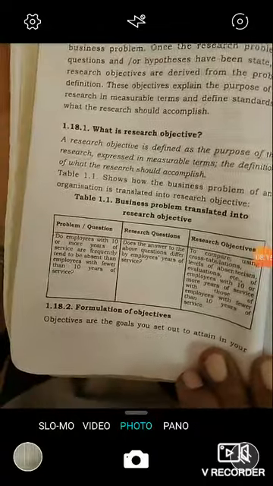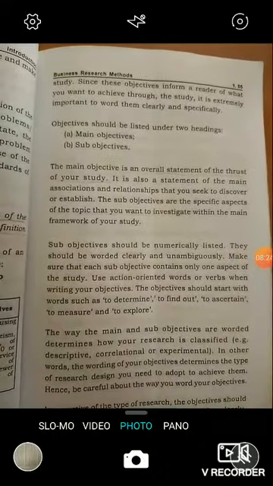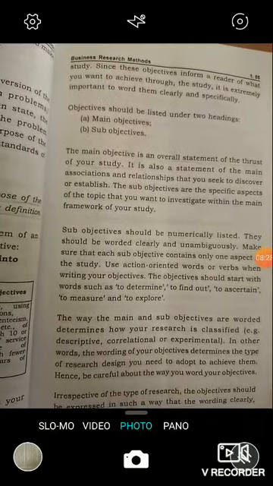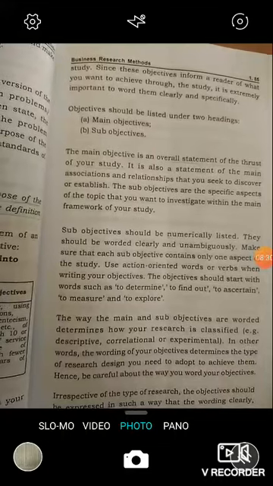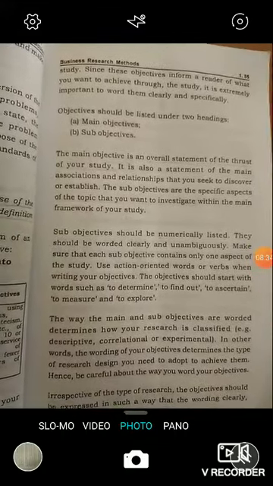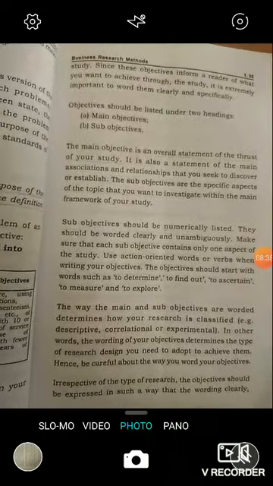The research objectives are to be categorized into two, which you know already: main objectives and sub-objectives. The overall character of the research activity is called the main objective. Based upon the main objective, a researcher will split it into different headings or different points, which are called secondary objectives.